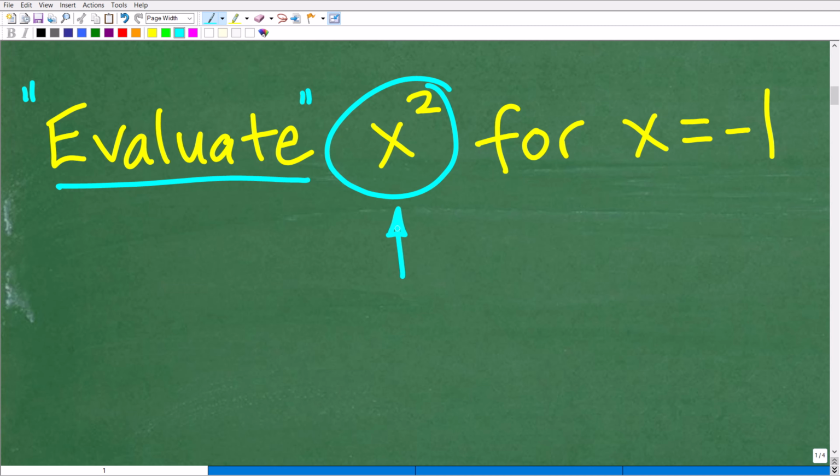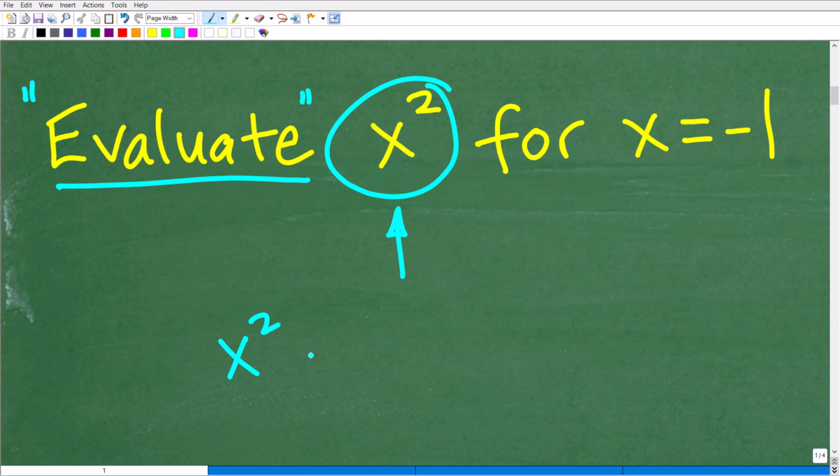Now, there's a difference between an expression and an equation. So for example, x squared is, hey, I'm just expressing something as if I was going to write a sentence and tell you a little story. So this is just an expression, okay? This also would be an expression, okay? These are examples of expressions.